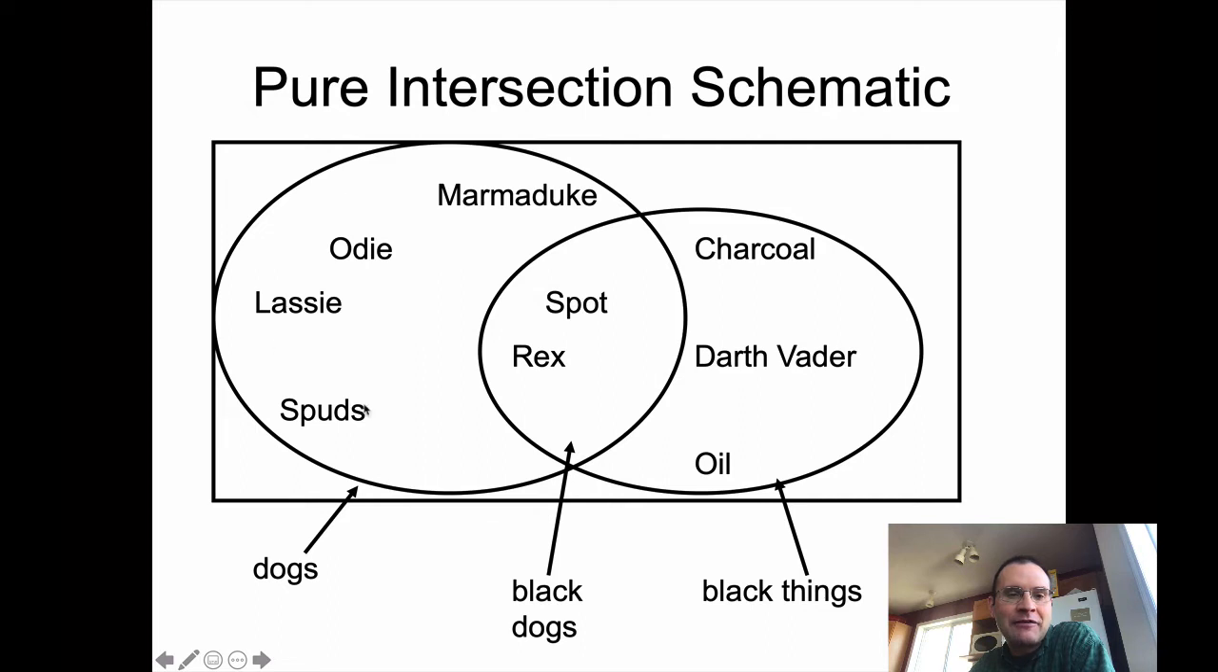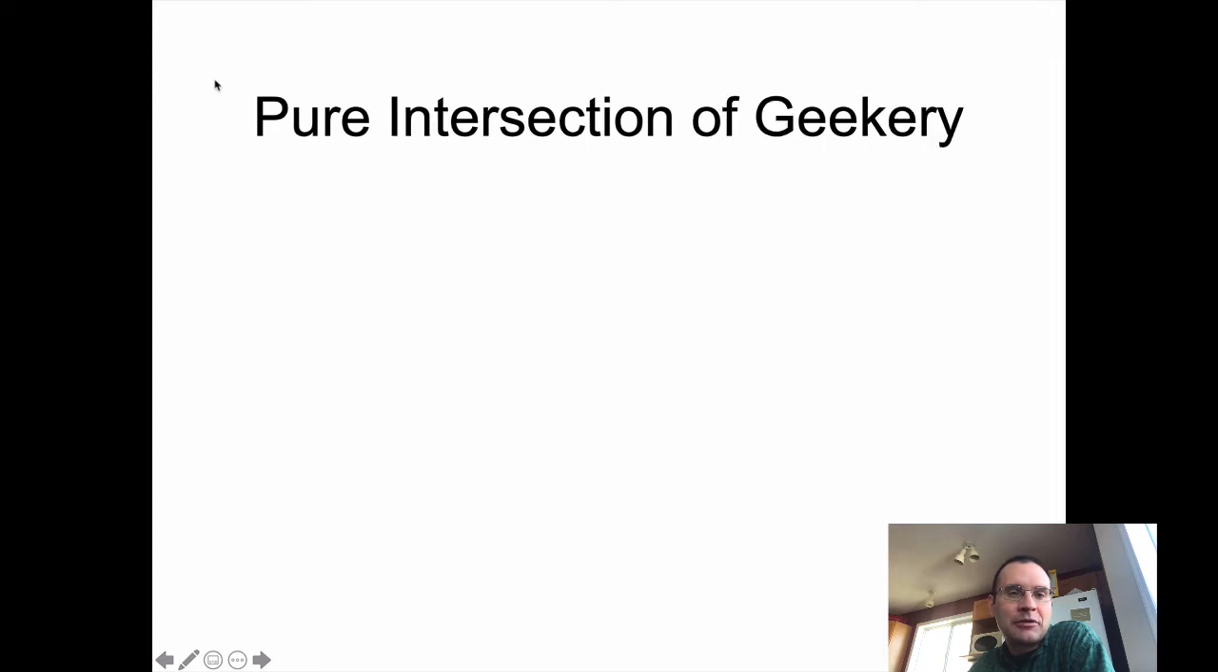Let's say we have a group of dogs in our world, like Marmaduke, Odie, Lassie, Spud, Spot, and Rex. And then we have a bunch of black things in the world, including oil and charcoal and Darth Vader. But there's two things which are both in the set of black things and in the set of dogs, and those are black dogs, Spot and Rex, who aren't particularly famous, but let's just take my word for it. They're black dogs. So the crucial thing here is they have to be members of both predicates, as it were.